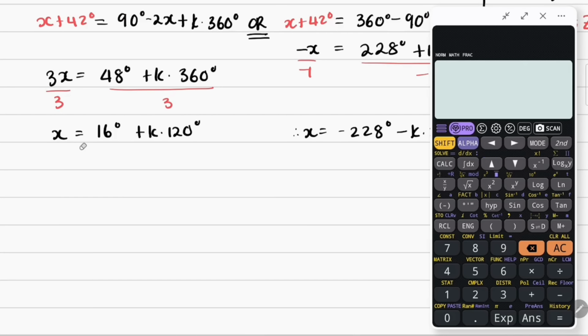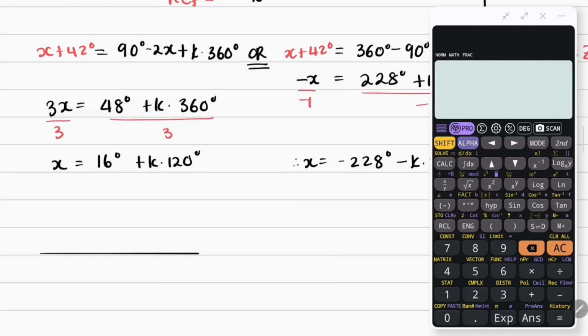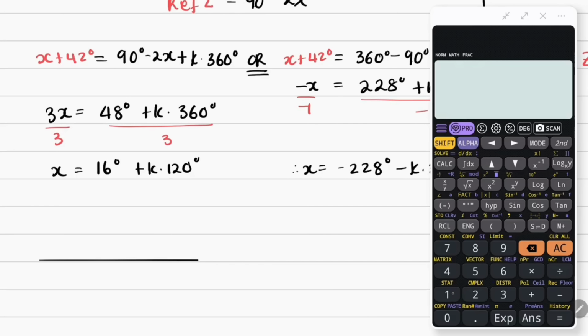So let's start with 16 degrees. I'm going to put a number line so I can track the numbers I accept and the ones I don't. Remember how k is an element of integers? That means that in place of k, we're going to put integer values, so k times 120 degrees. Let's start with 0. If you put 0 there, you get 16 degrees, which is an acceptable answer. If we try 1, we get 136 degrees.